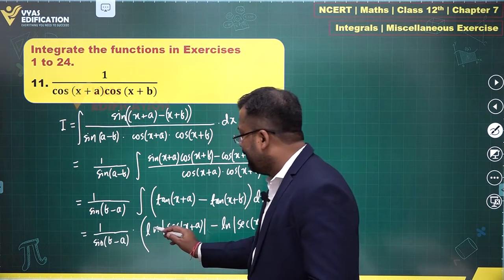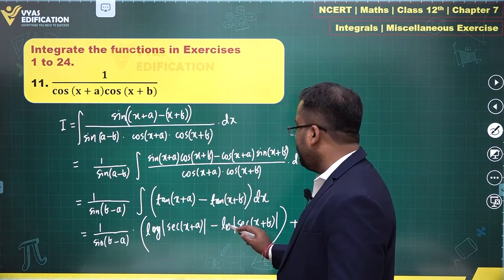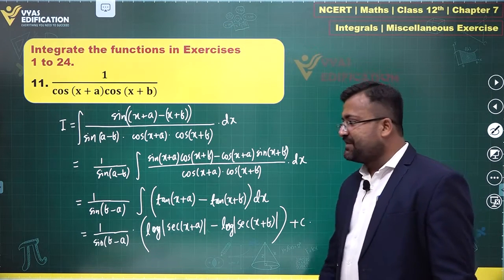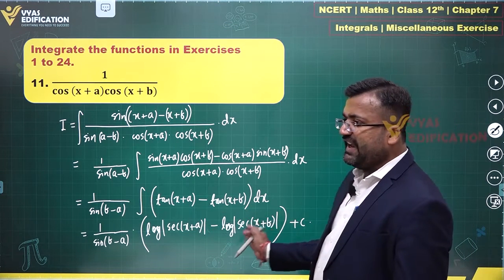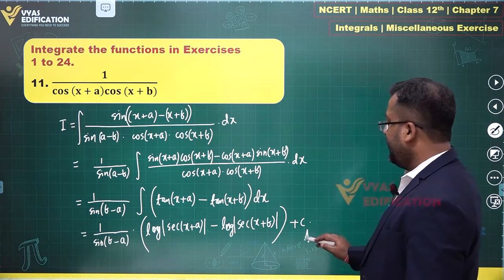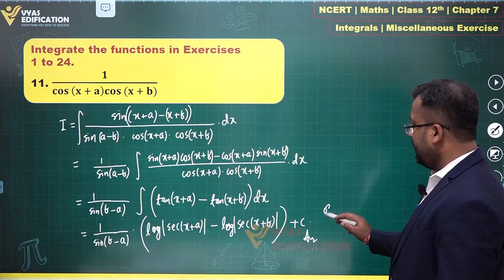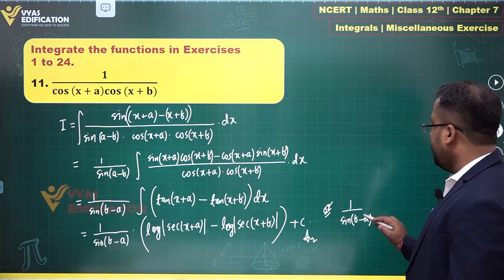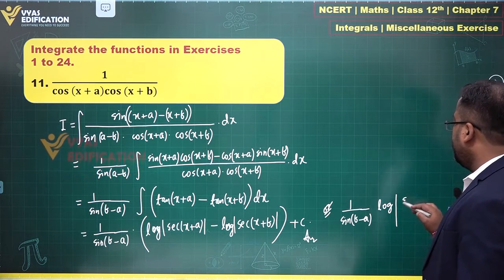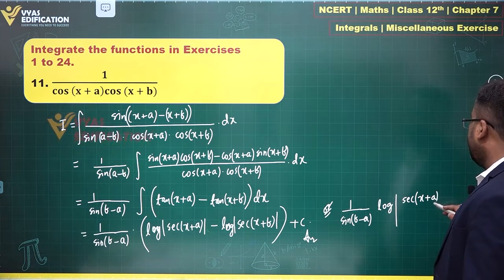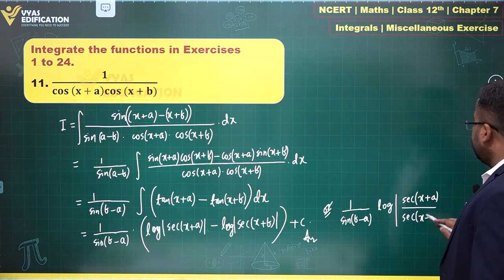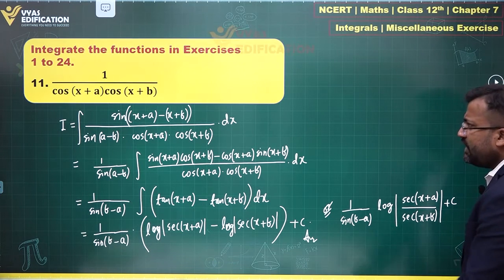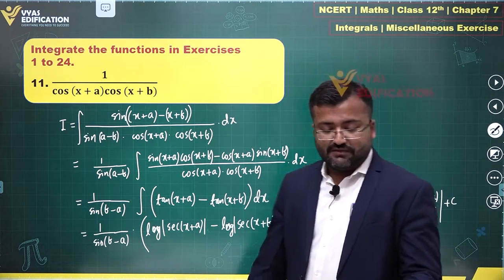For NCERT we generally do not prefer the ln form, we prefer writing log, right? Log of |sec(x+a)| minus log of |sec(x+b)|. Log x minus log y can be written as log x upon y as well, and that is my answer for this question. Or the other form that I just mentioned: 1 upon sin(b-a) remains as it is, times log|sec(x+a) upon sec(x+b)| plus constant. This form or that form, both are correct. This is the 11th question for us.